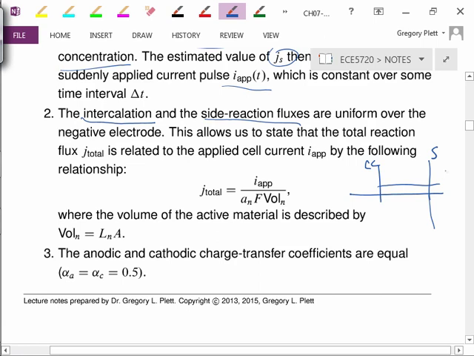And that allows us then to compute the J total, which is, remember, J total equals J plus Js, as the applied current to this cell divided by the volume multiplied by F times the specific surface area of the particles in that volume.